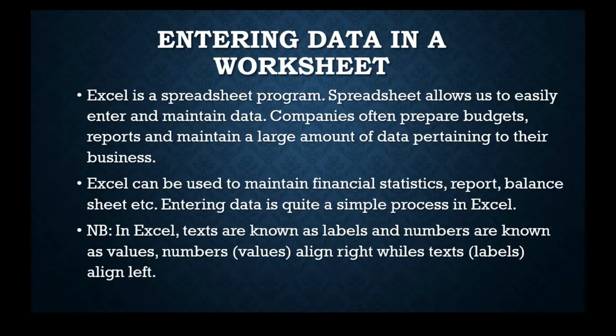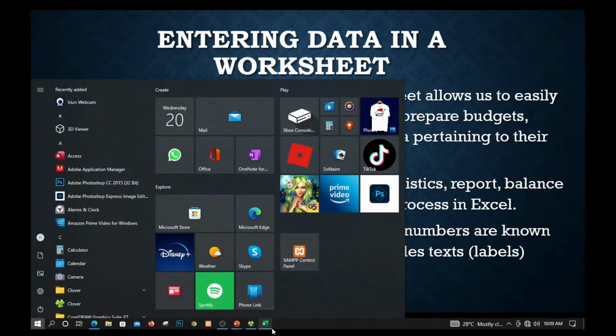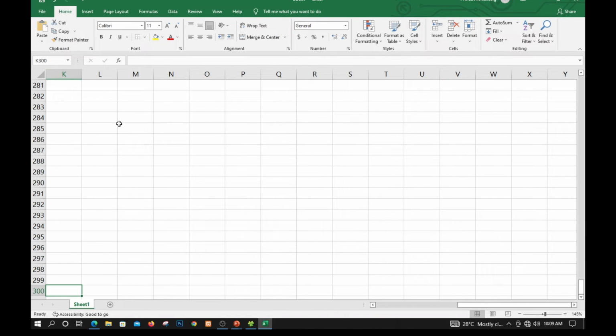Now, in our previous tutorial on moving around the worksheet, I talked about the column letters and the row numbers. For instance, let me show you something. When you open your Excel, remember I said the column letters end at XFD, while the row numbers end at 1,048,576. So let me show you how that is done.